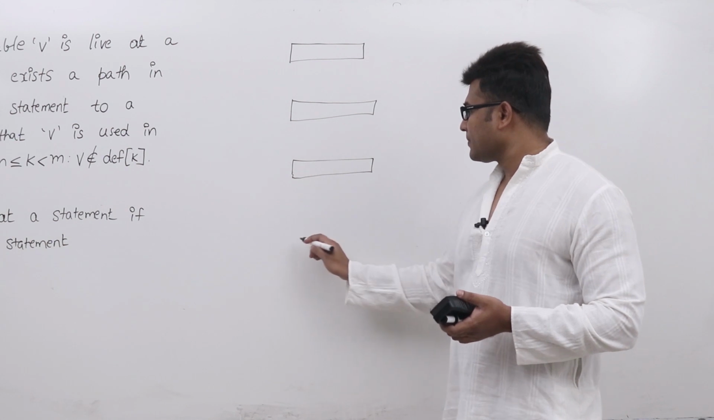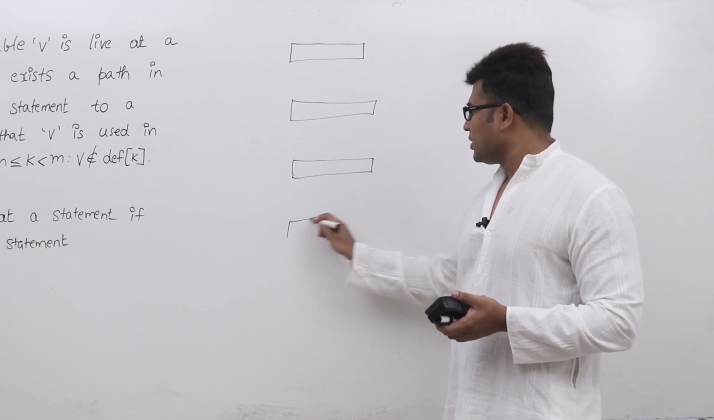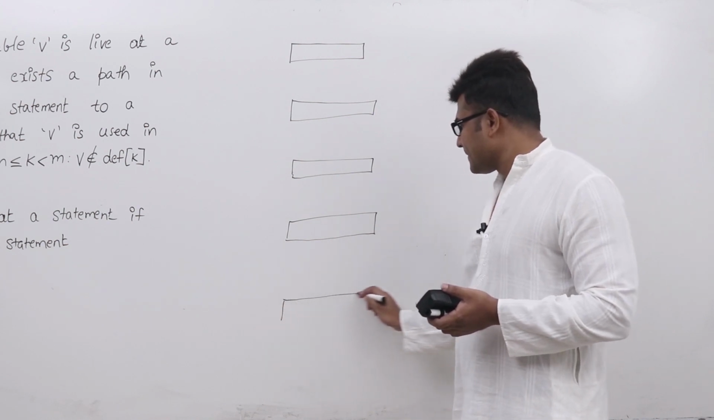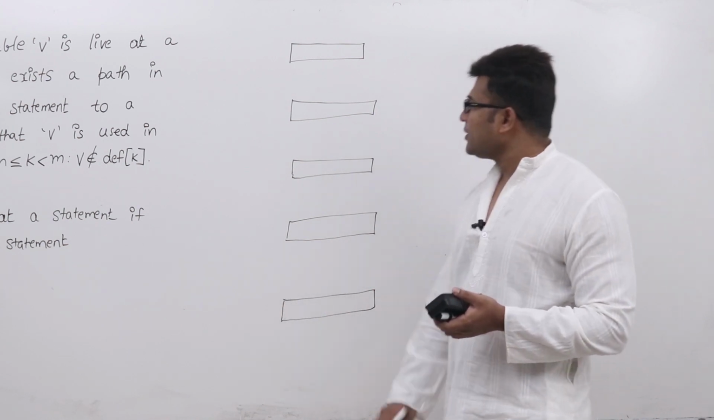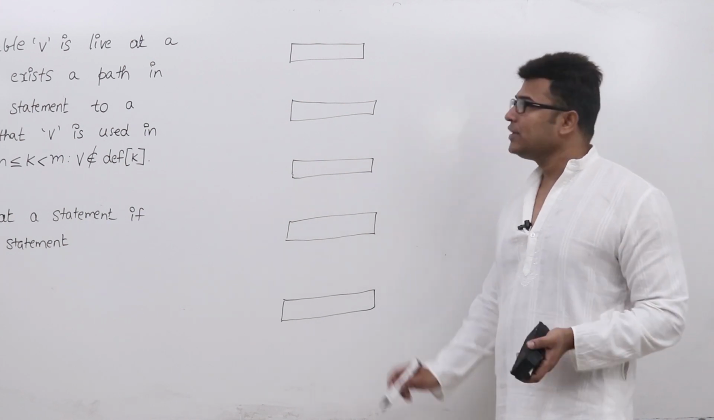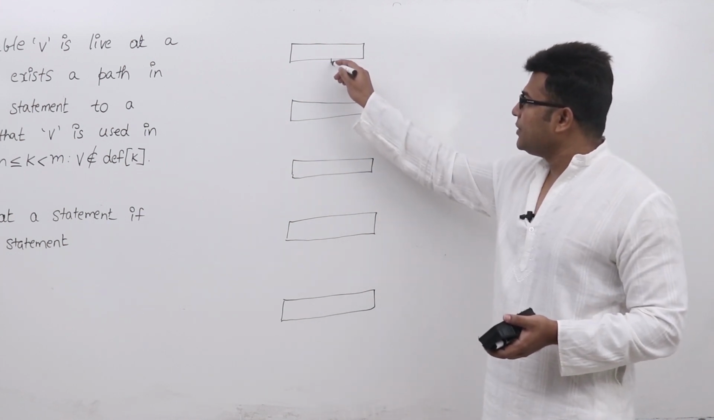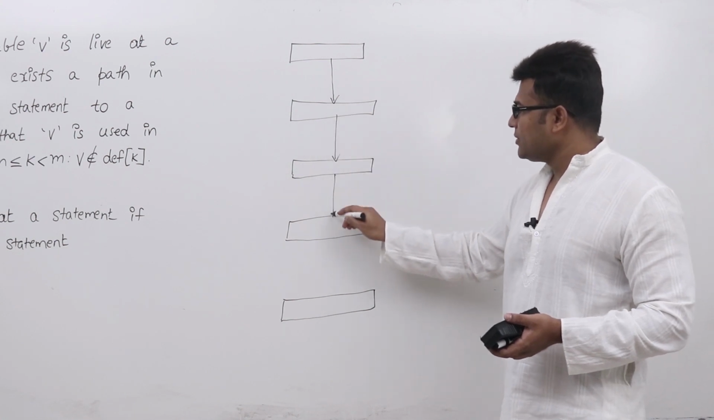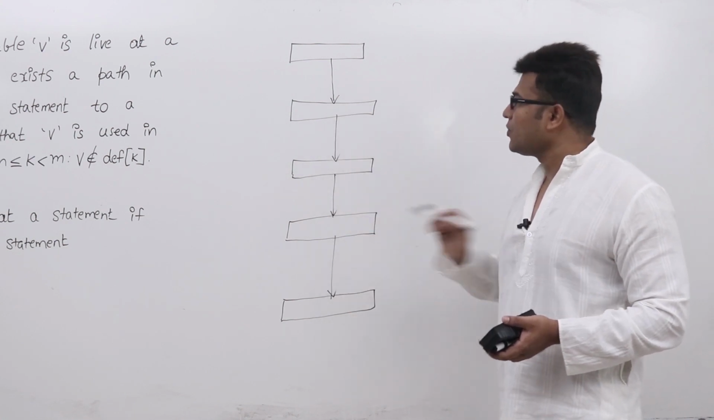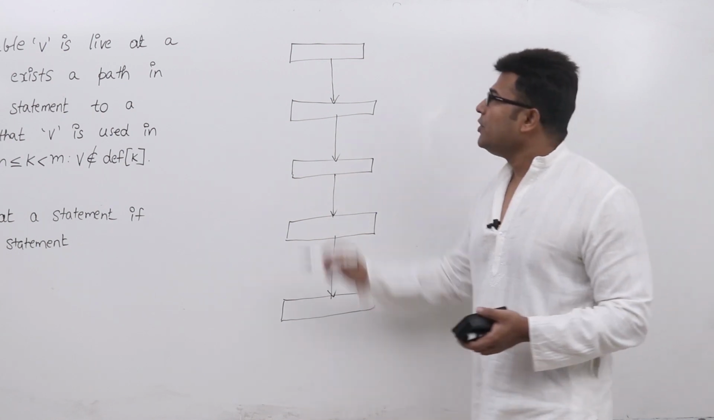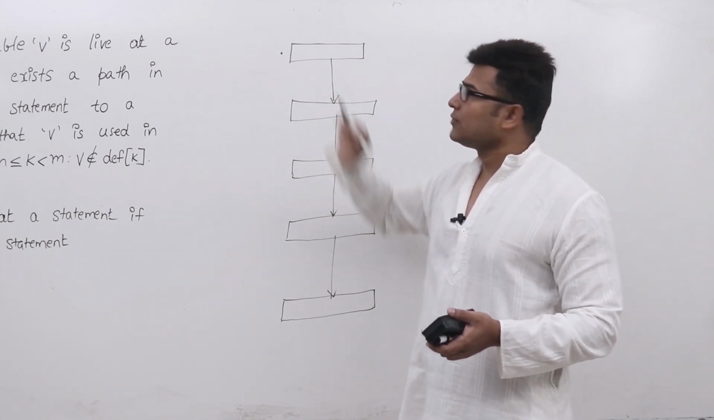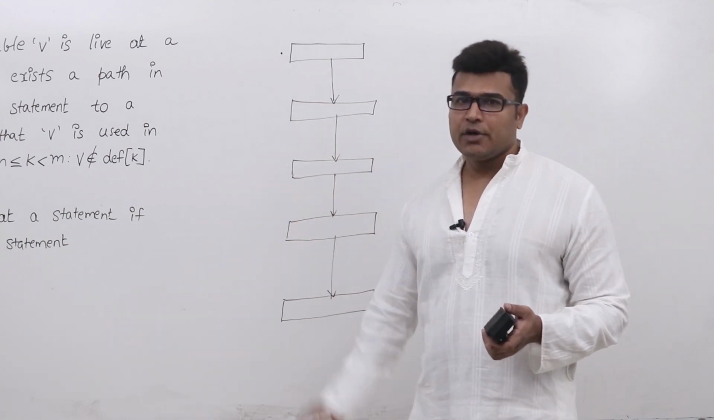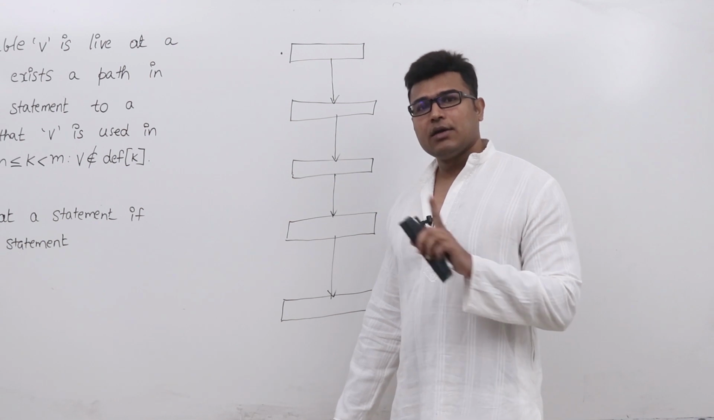They're all lines. I'll write some variables inside these lines and assume that the control flow is like this. After this particular statement, this one is executed, and then this one, and then this one, and then this one. Now we are standing at this point. At this point, whatever variables are used, they are all live.